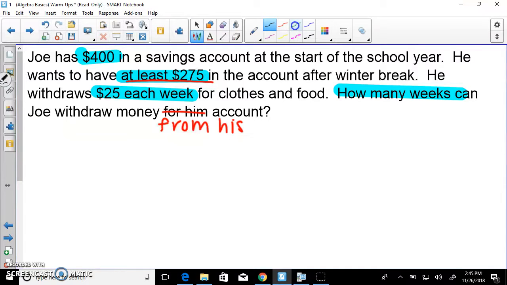So let's identify our variable. What is changing? What are we looking for? Well, we're looking for the number of weeks. So I'm going to say W equals weeks.